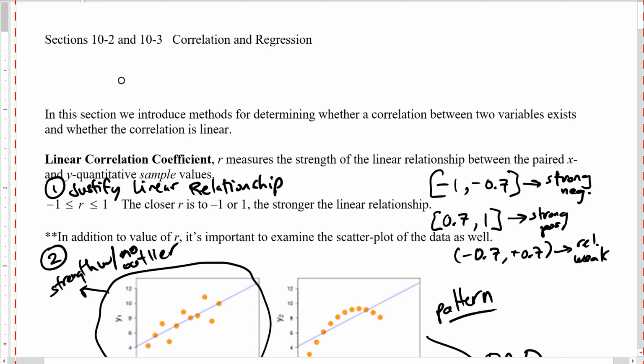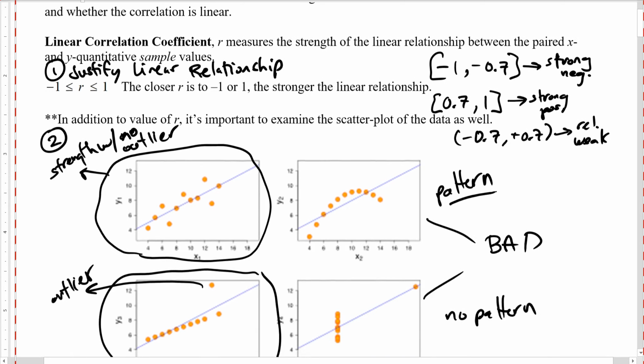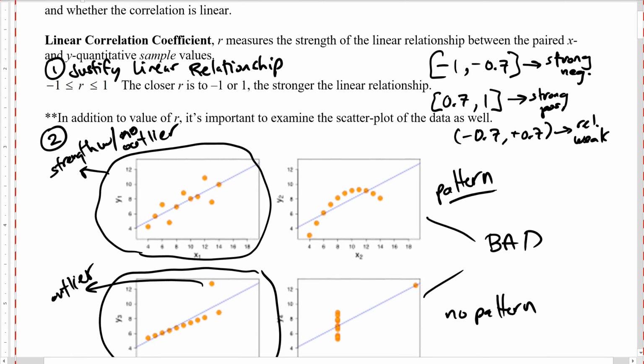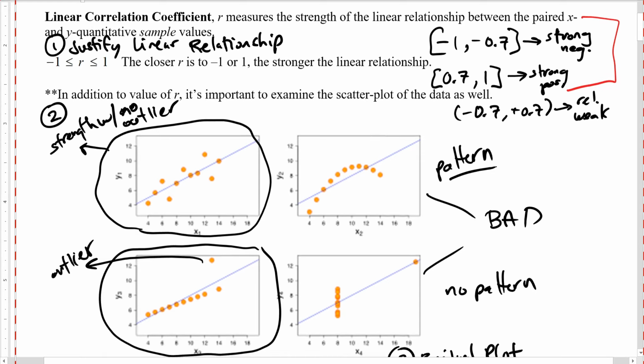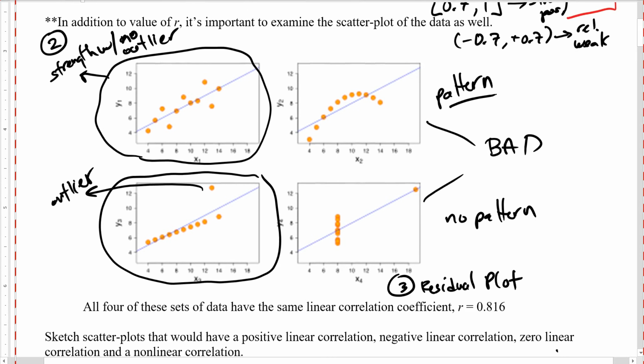So a quick recap of what we started with. 10.2 is just talking about correlation. Specifically, you need to be able to interpret r ranging between -1 and 1. Closer to 1 or -1 we call strong, so that's kind of this right here. And closer to 0, so kind of between -0.7 and +0.7, we call that relatively weak. We are going to be using this to interpret graphs.